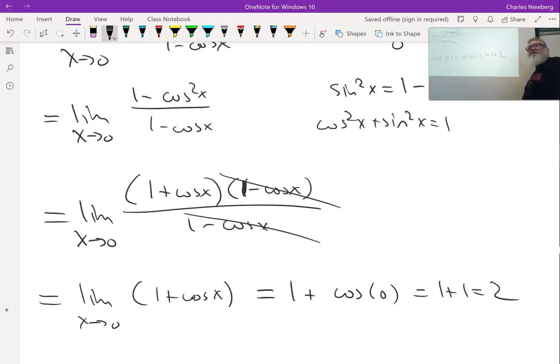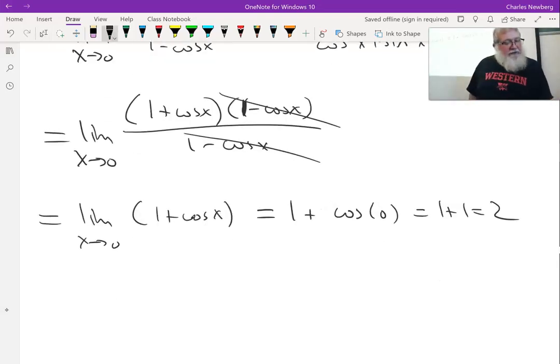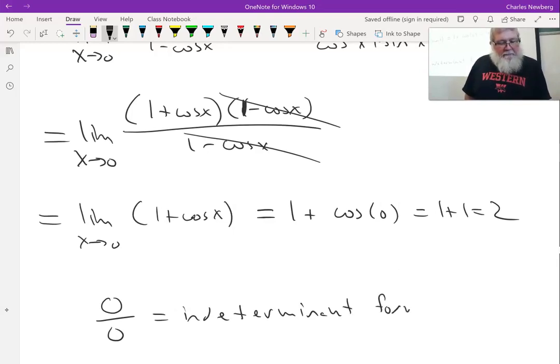So that 0 over 0 form, we refer to that as an indeterminate form. Indeterminate means you don't know what it could be. It could be undefined, it could be 2. It could be lots of different things. It's a form that says, hey, we got to do something else.